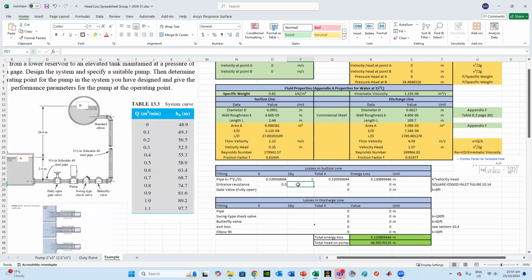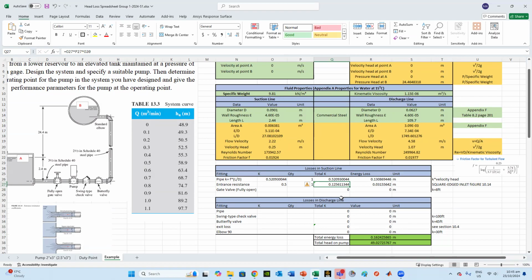Minor losses, it's K times the velocity head. How many are there? One. And then very quickly, that equation is set up to be this value multiplied by V squared over 2g, which should be giving us the velocity head, and we give you this value.